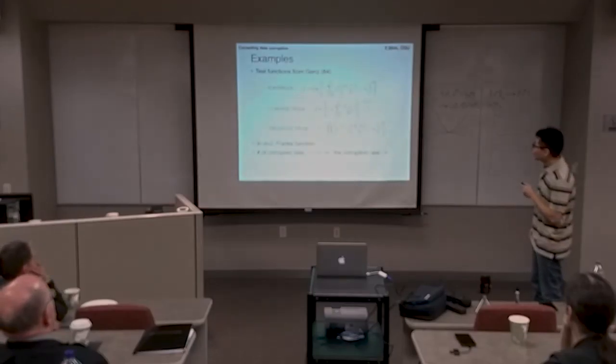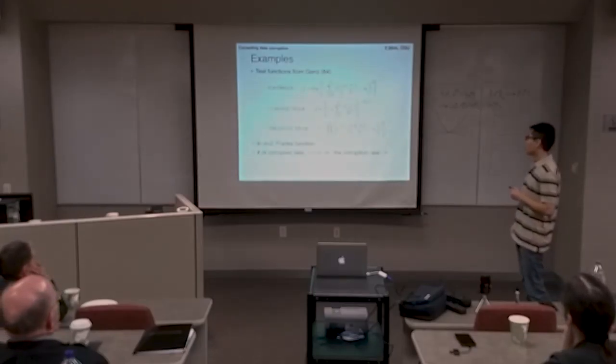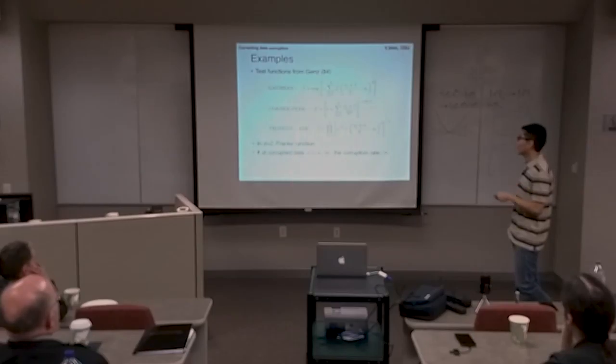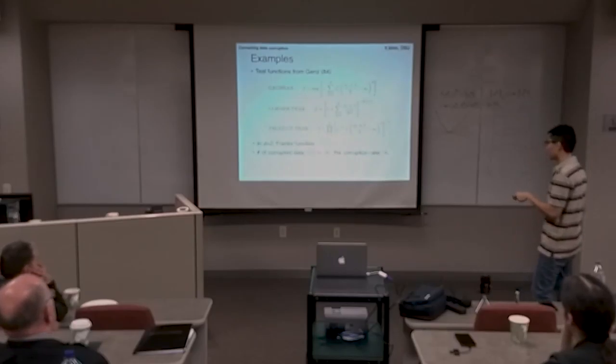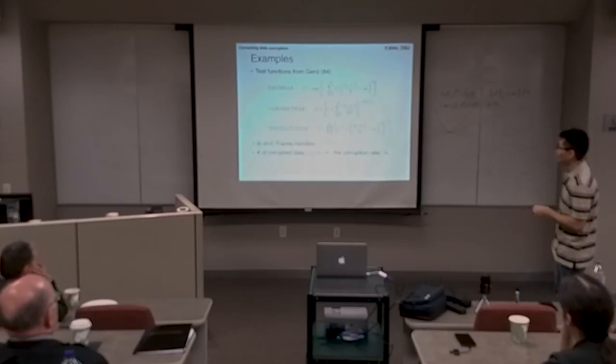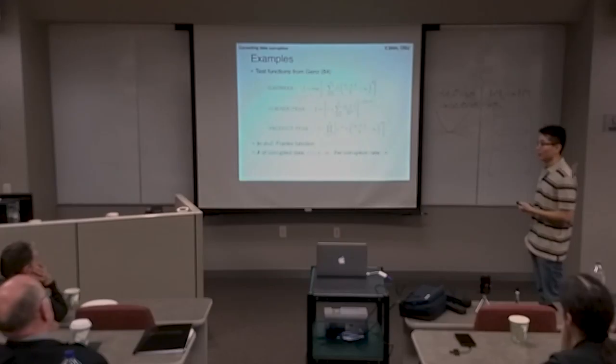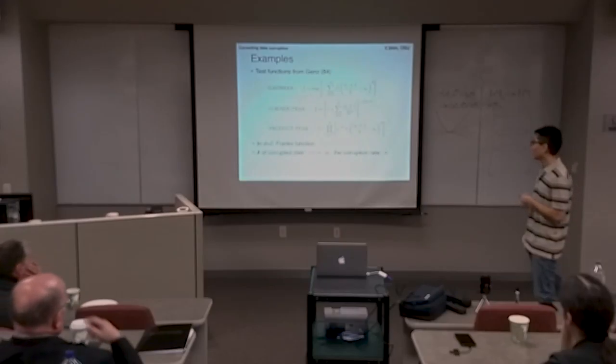And now let me show some numerical examples to show its performance. And here are the test functions we use from GANs. And in the two-dimensional case, we also use the Franke function. And here we use the corruption rate to express the number of corrupted data, S, which is alpha times M.